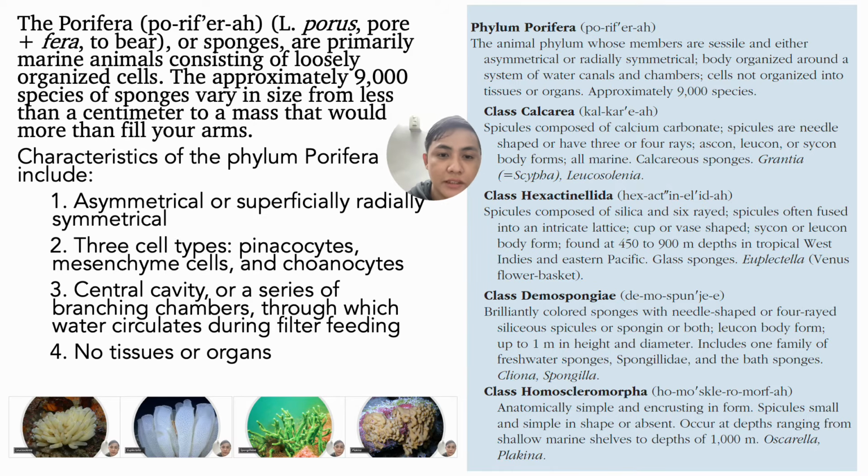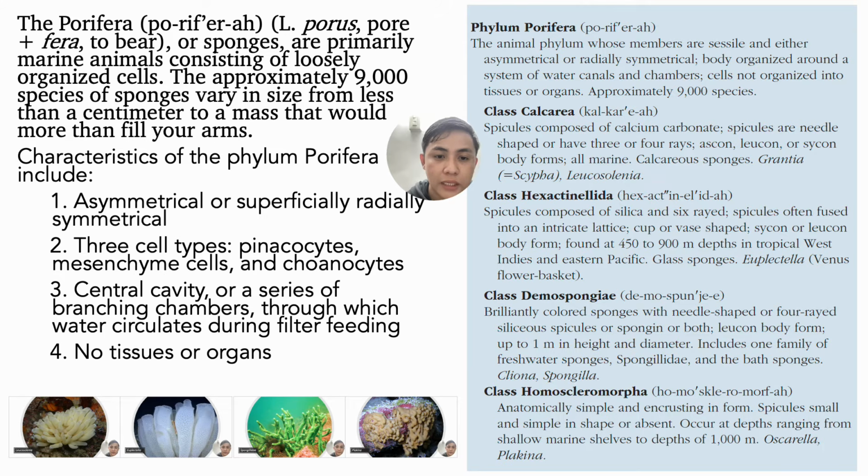Then we have the class Demospongiae. They are brilliantly colored sponges with needle-shaped or 4-rayed siliceous spicules or spongin or both. They are mostly leucon body form, up to 1 meter in height and diameter. This class includes one family of freshwater sponges, the Spongillidae, and the bath sponges. Example species are Euspongia and Spongilla.